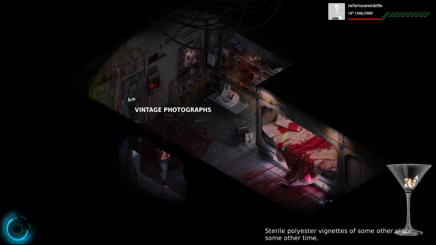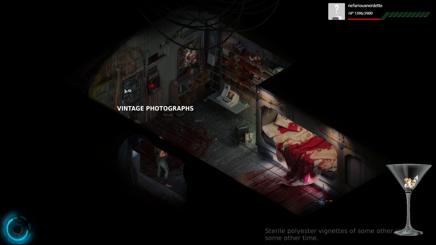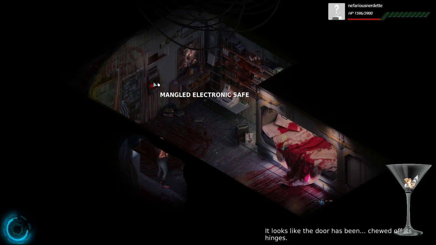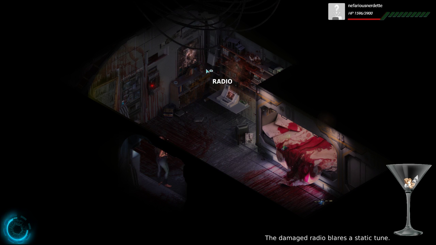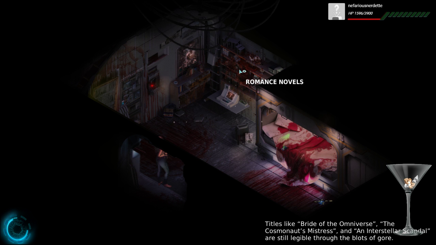Vintage photographs. Sterile polyester vignettes of some other place, some other time. Mangled electronic safe. It looks like the door has been chewed off its hinges. Nothing to say about that. Radio. The damaged radio blares a static tune. What's going on with that radio? Romance novels. Titles like Bride of the Omniverse, The Cosmonaut's Mistress, and An Interstellar Scandal are still legible through the blots of gore.